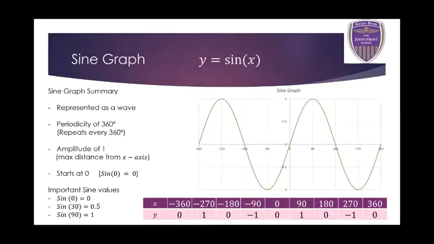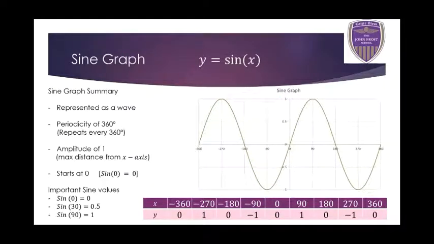We also can say that this graph has an amplitude of 1, meaning the furthest distance away from the x-axis is 1. So if we take this point here, how far away is it from the x-axis? Well, if we look at the y-axis there, it is 1 away. And if we go on the dip, how far is that away from the x-axis? Well, it is -1, but it's still 1 unit away, okay? So it's an amplitude of 1.